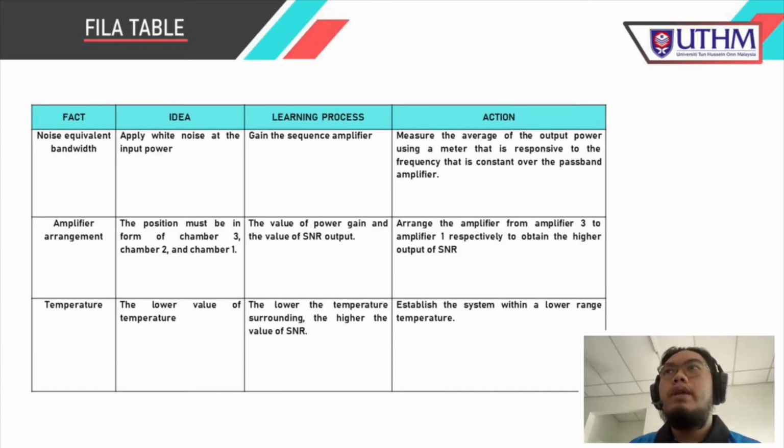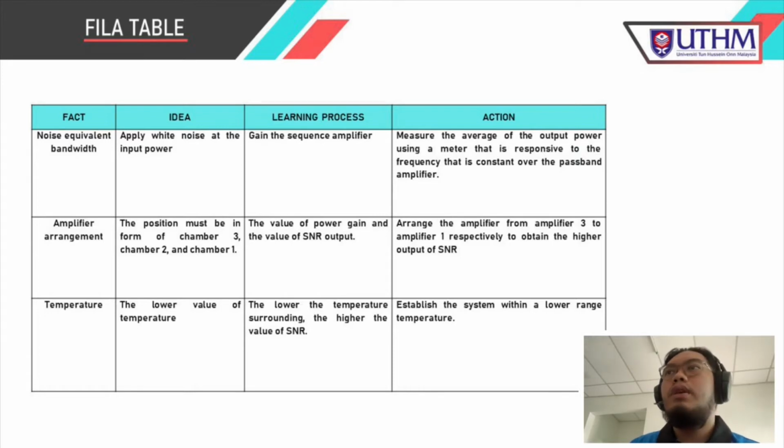The idea is to apply noise at the input power, and the learning process is to gain the sequence of the amplifier. The action is to measure the average of the output power using a meter that is responsive to the frequency that is constant over the passband. By that we are able to measure the SNR output, so we are able to monitor the efficiency of the system.